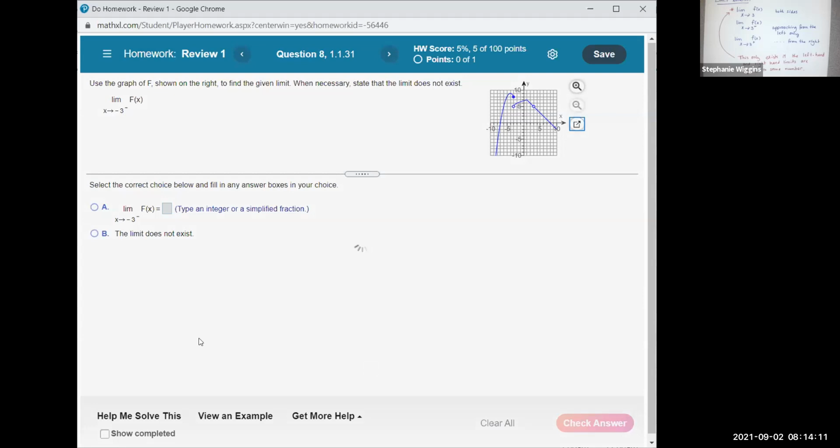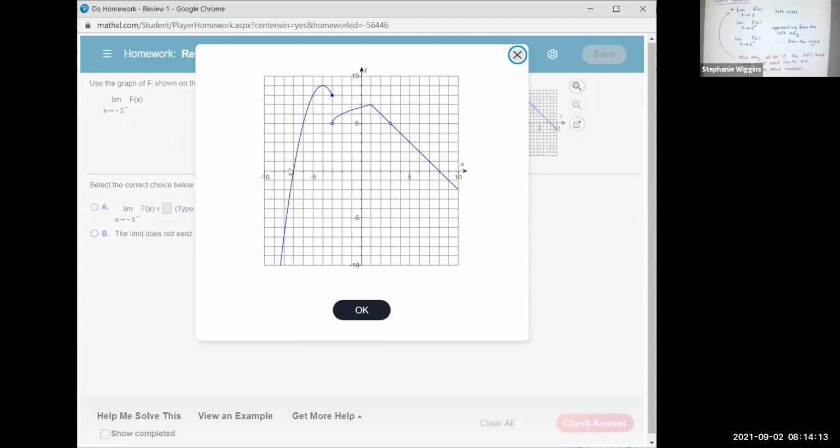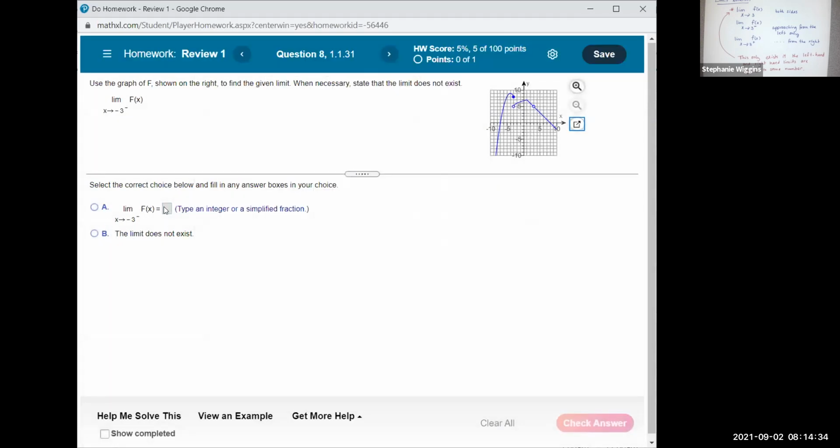So we first have to find -3 on our x-axis because that's the value that we're approaching. We're approaching -3 right here. I draw my vertical line. I'm not interested on the right-hand side. I'm only interested on the left, and it approaches a height of 8. So y value of 8. So it does exist and it's 8.